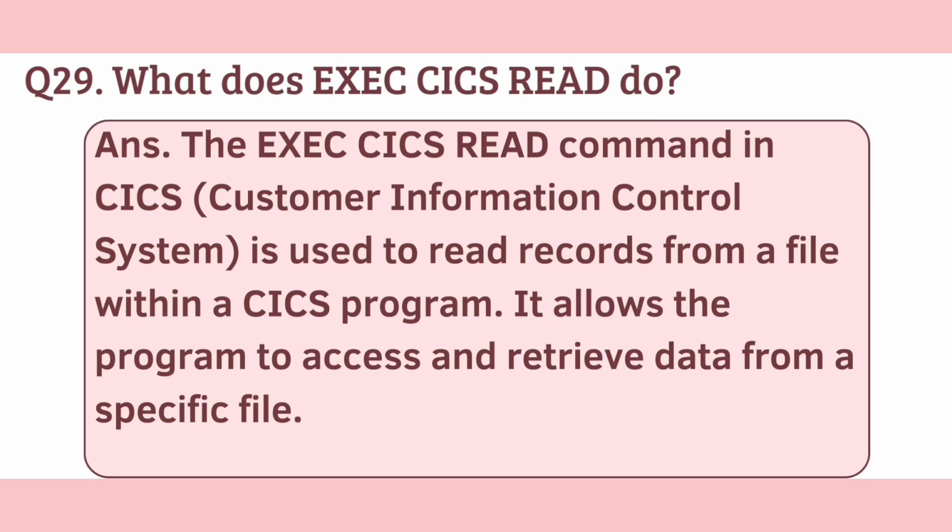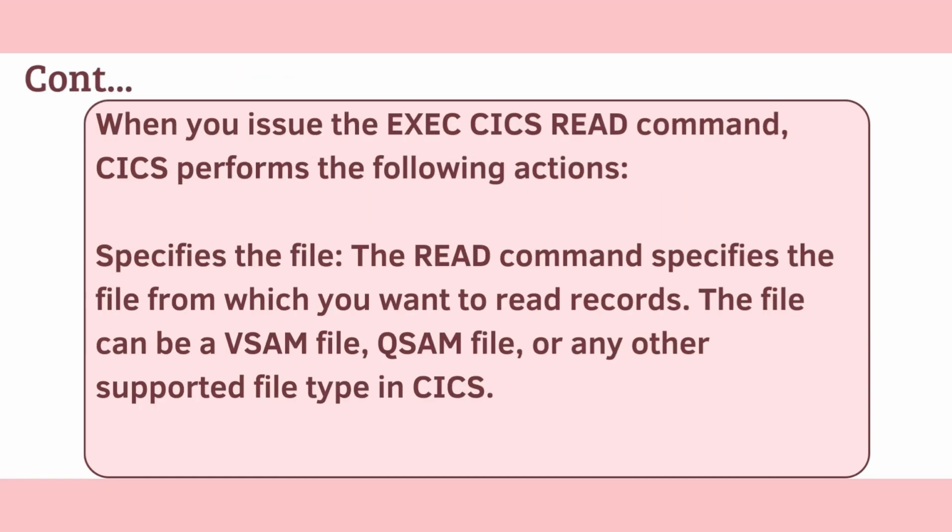What does Xctl read command do? The Xctl read command in Kicks is used to read records from a file within a Kicks program. It allows the program to access and retrieve data from a specific file. When you issue the Xctl read command, Kicks performs the following actions. It specifies the file. The read command specifies the file from which you want to read records. The file can be a VSAM file, QSAM file, or any other supported file type in Kicks.